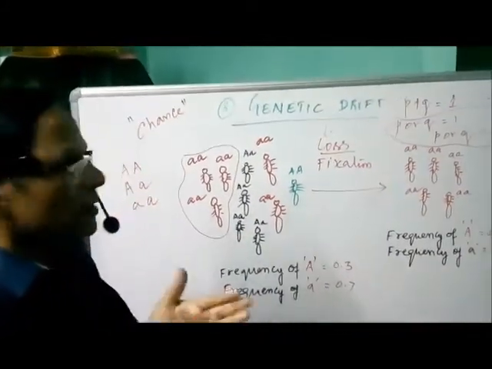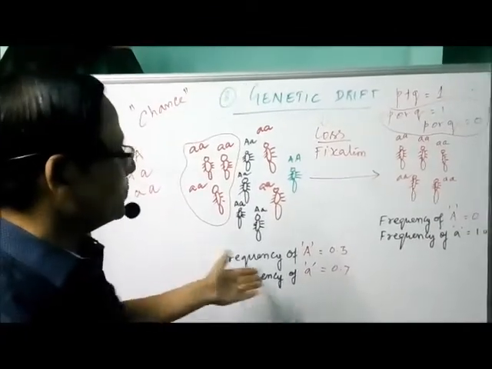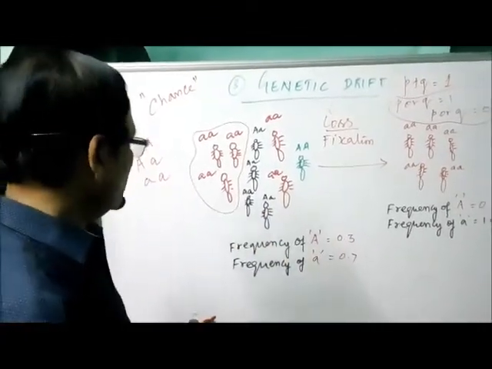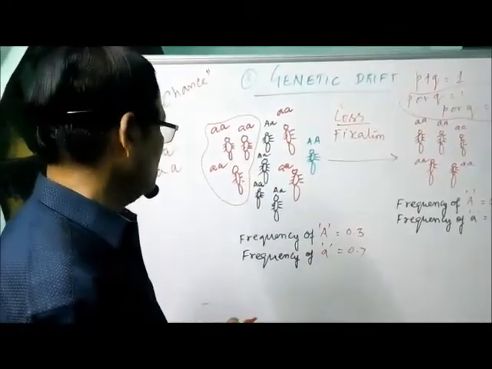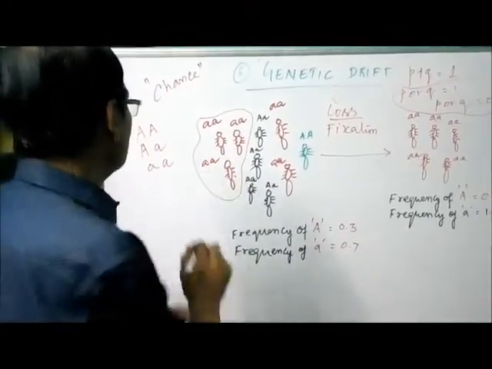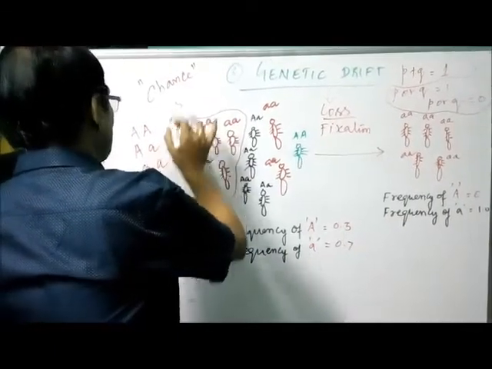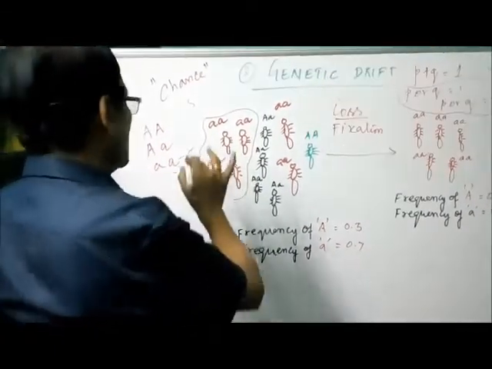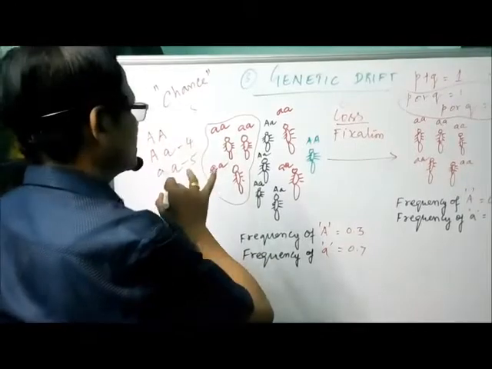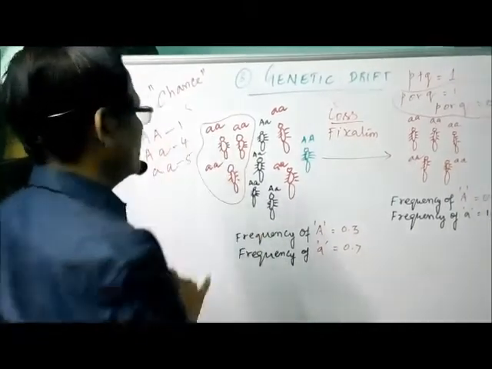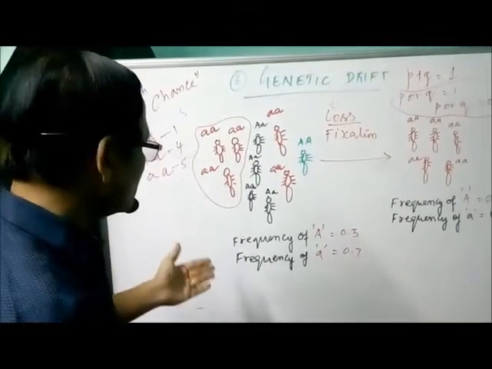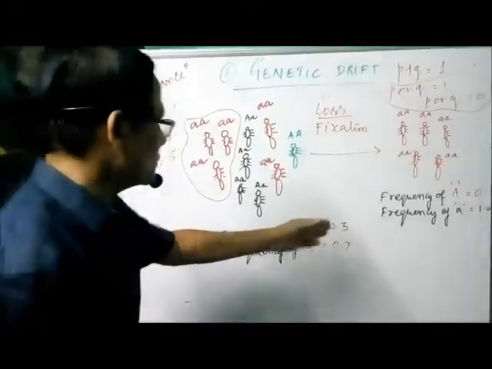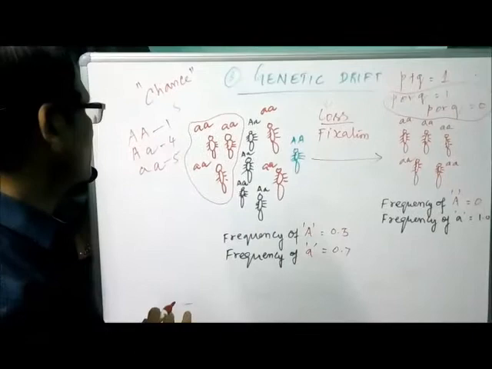Now, we can calculate the frequency from that picture. I have taken nearly 10 individuals. Here 5 of them are homozygous, 4 of them are heterozygous, and only 1 is dominant. I mentioned we see the green. Now what is the frequency of A? I mentioned 0.3. How can you calculate it?